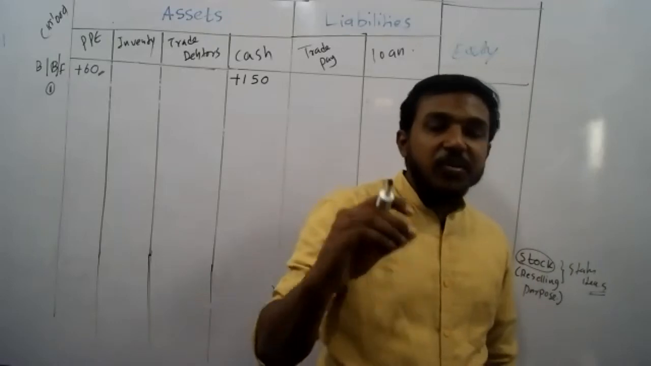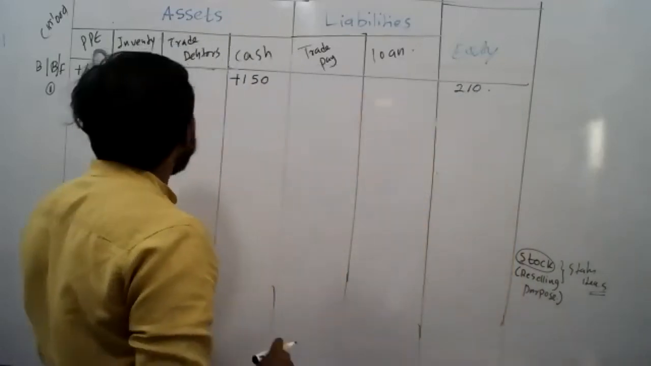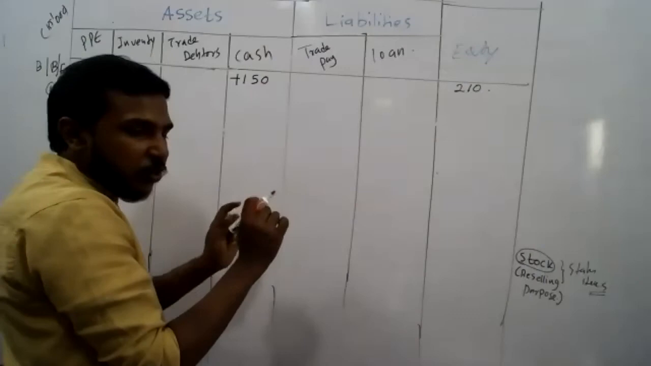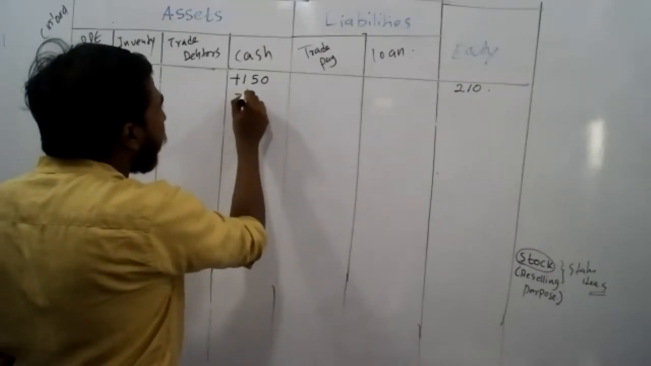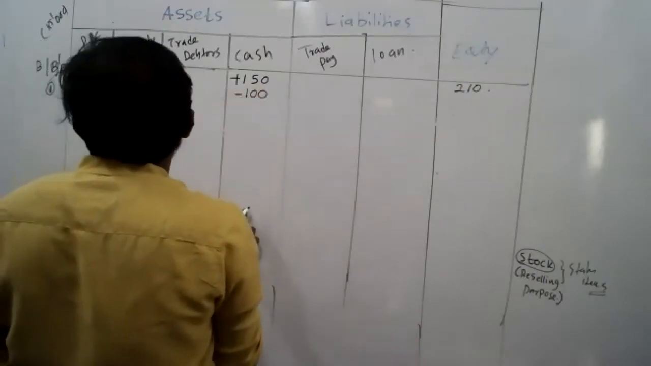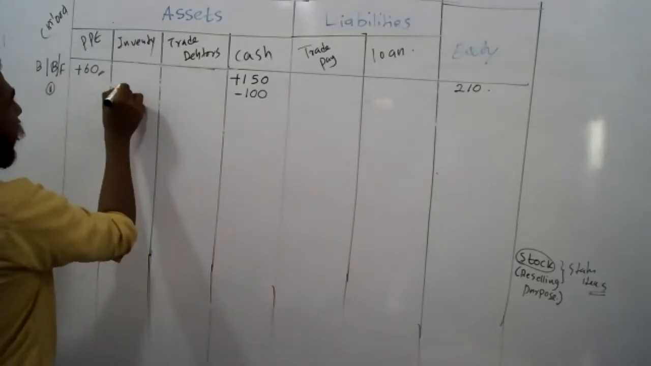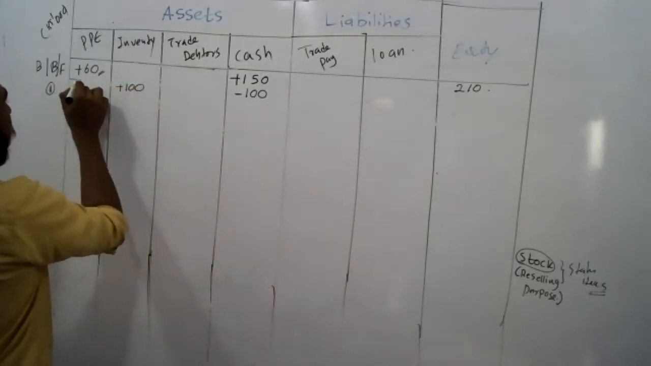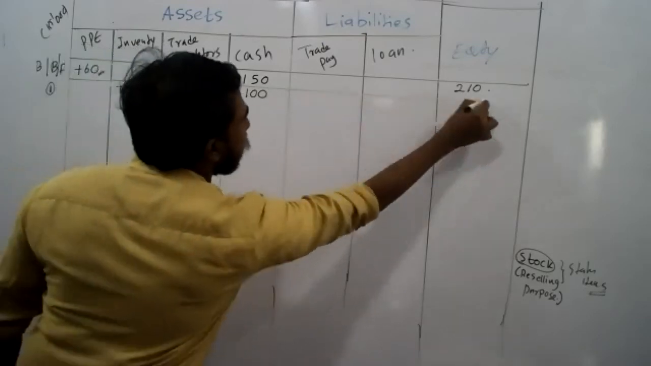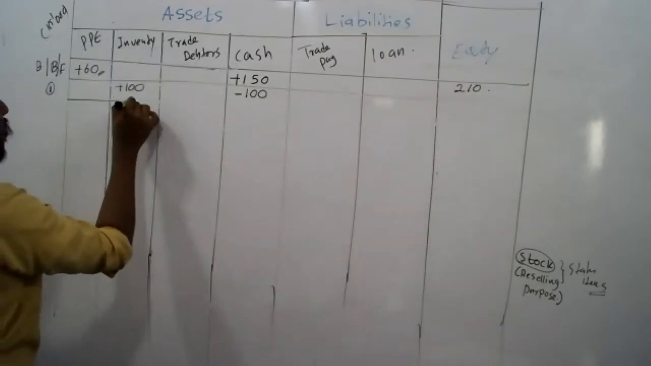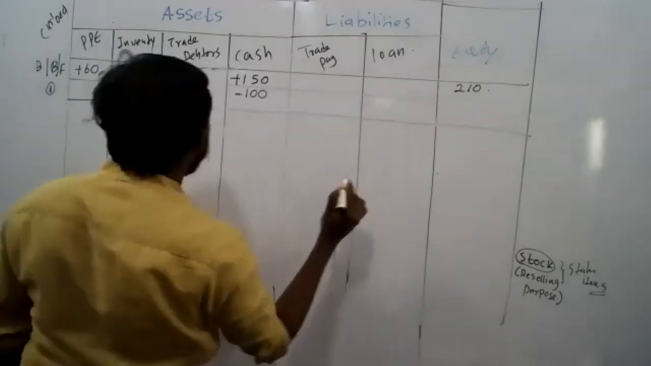Purchase stationery items 100,000 on cash. So, thinking from the cash perspective first, you purchase 100,000 stationery items. Cash decrease, inventory increase by 100.